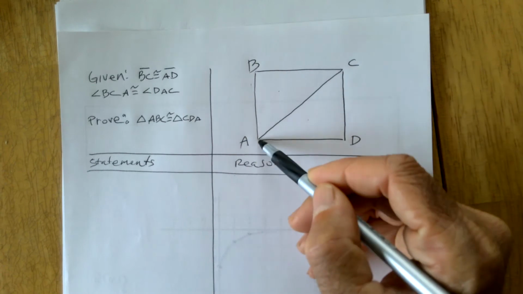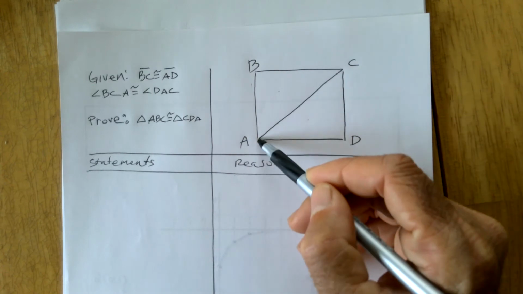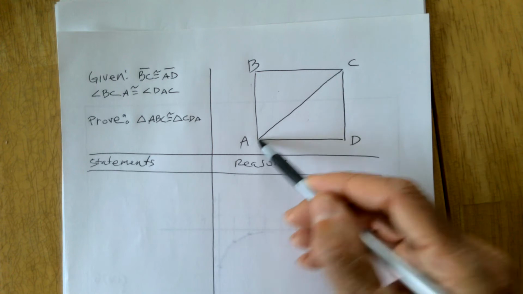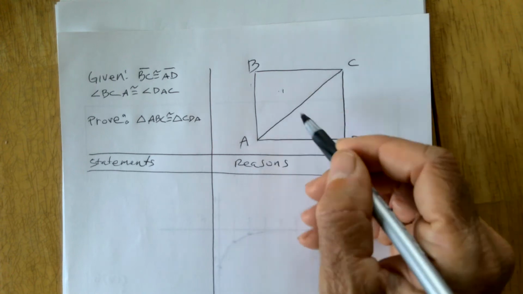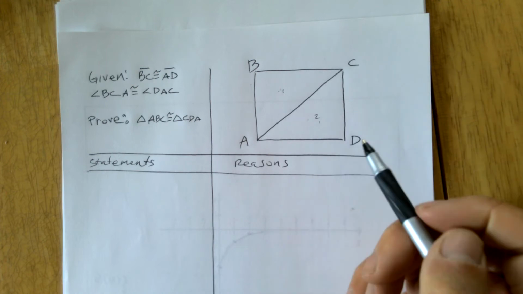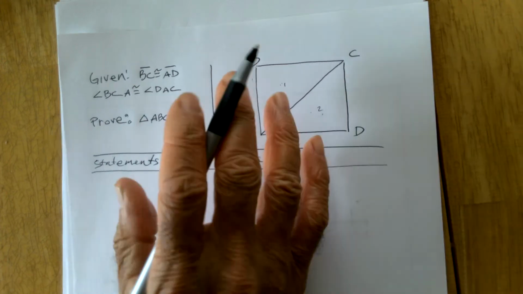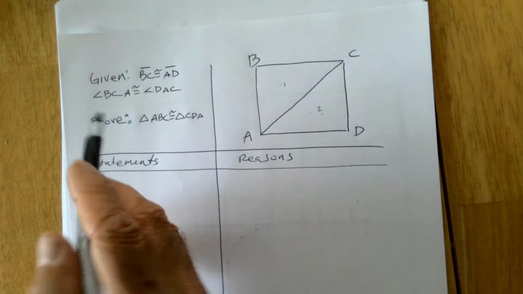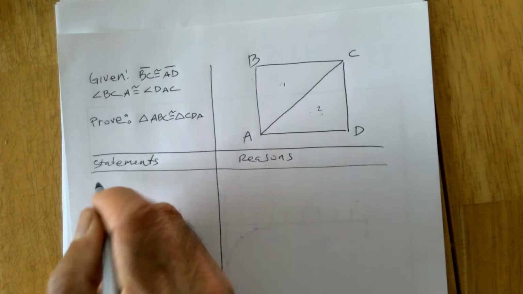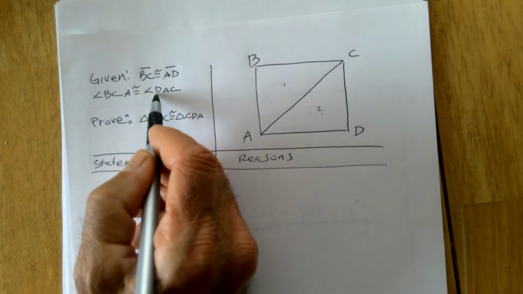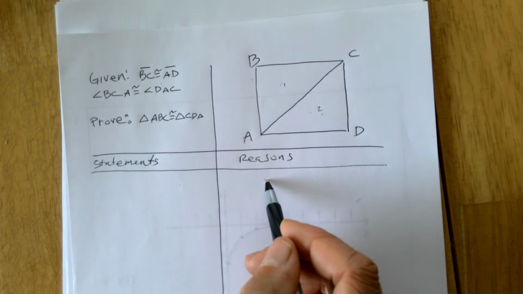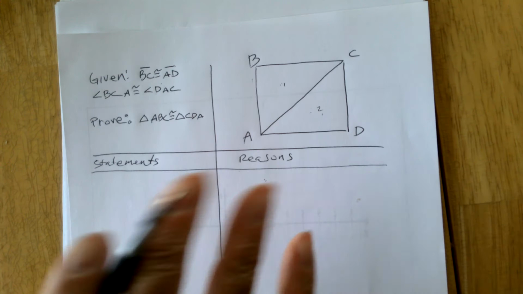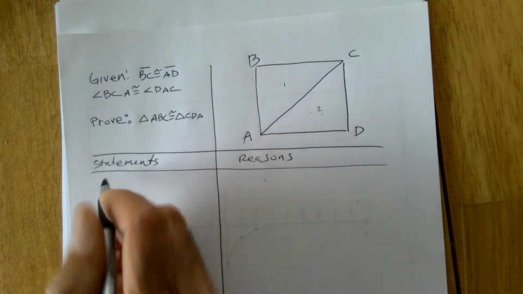We have a diagonal going across from A to C, and this is the side that's being used in two different triangles. It's used in triangle 1 and triangle 2. So we're going to start off by copying down our given. If we just copy it down from the top with our statements, we're going to be using given as our reason. So everything has to be justified.